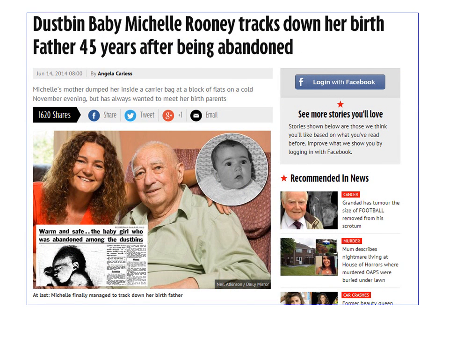Sometimes DNA can solve long-standing mysteries. This is a case that was reported in the UK press last summer. Michelle Rooney was known as the Dustbin Baby. She was literally thrown out with the rubbish and found in a carrier bag outside a block of flats on a very, very cold winter's evening, and rescued just in time before the dustbin men came around.